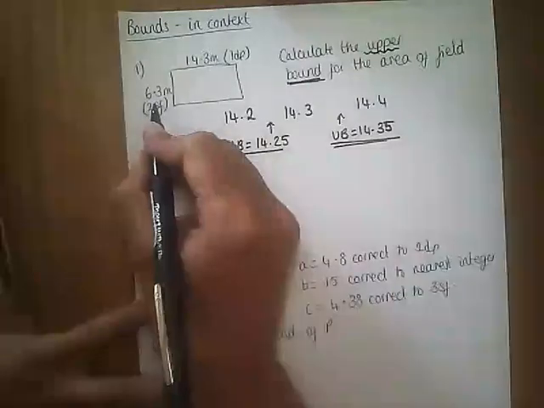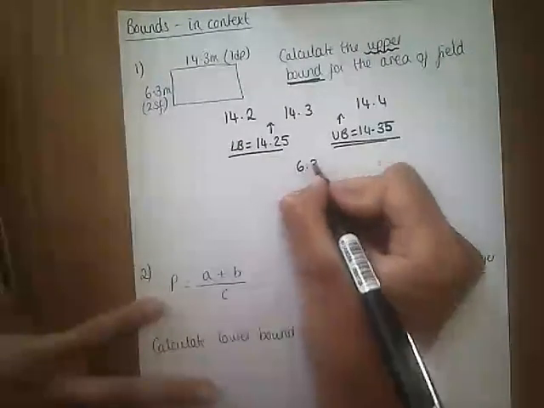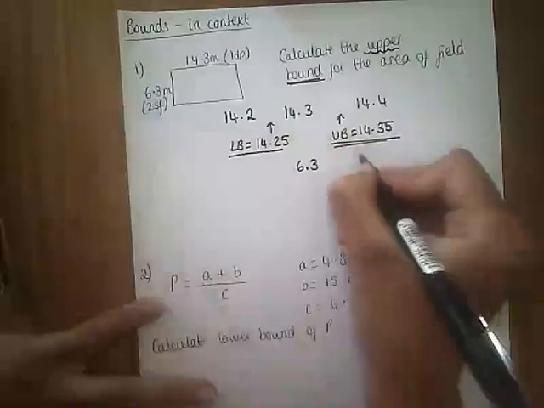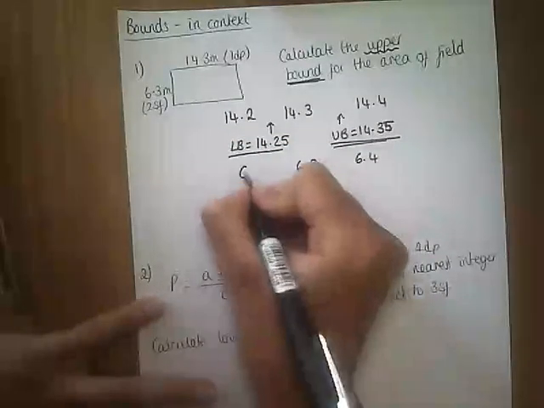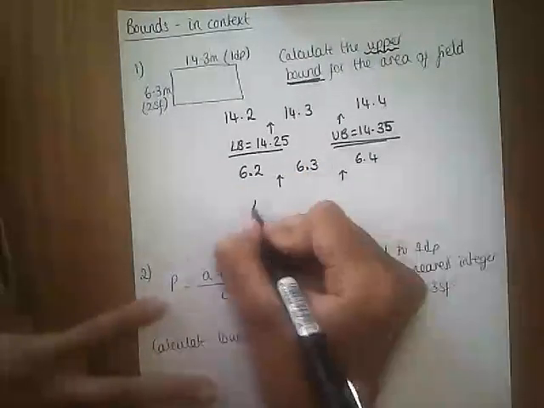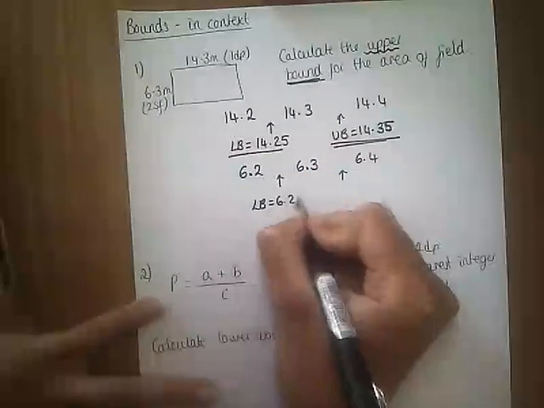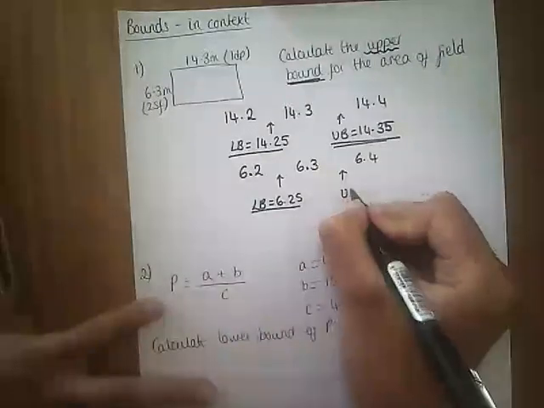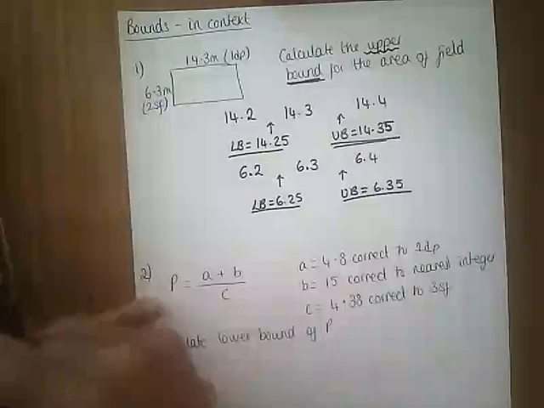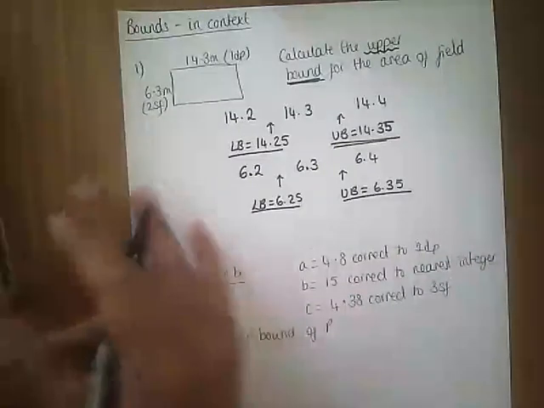The width is 6.3 metres, and that's 2 sig fig, so we need to go 2 sig fig higher, so that would be 6.4, and 2 sig fig lower is 6.2. Halfway between for your lower bound is 6.25. Halfway between for your upper bound is 6.35. Okay, you have got some marks. If you do nothing else, you have got some marks.